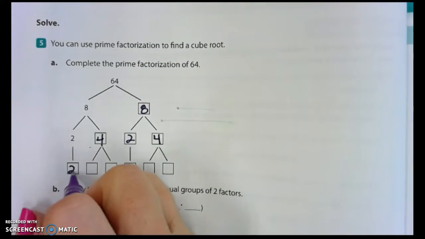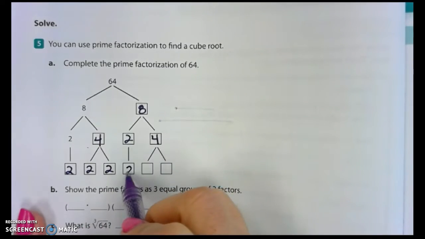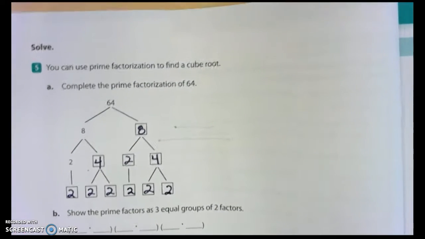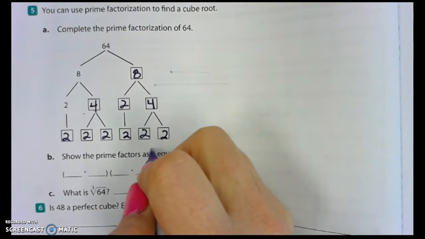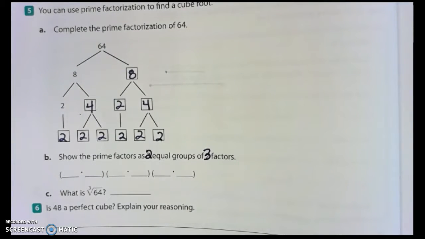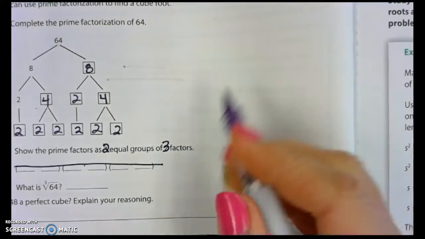The 2 stays the same. The 4 factors into 2 times 2. Now, in the last class, we realized that B is actually a typo. It says show the prime factors as 3 equal groups of 2 factors. They have this backwards. It should be 2 equal groups of 3 factors. And then we're just going to rewrite this over to the side because they messed up.